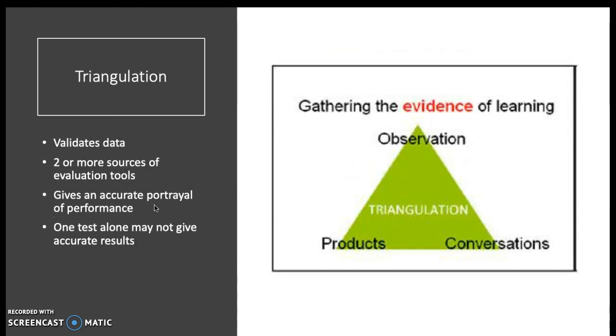Triangulation. Triangulation validates data using two or more sources of evaluation tools. It gives an accurate portrayal of performance, and one test alone might not give accurate results. So triangulation uses observation, conversations, products, and all the different testing into one because it'll be more accurate that way.